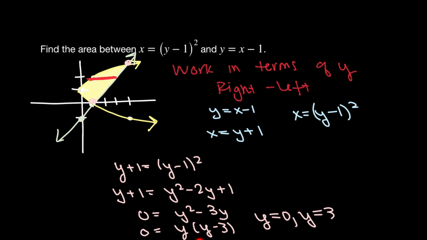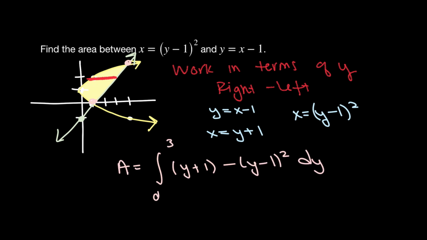I have a common factor of y. I pull out the y and I'm left with y minus 3. If I set both of my factors equal to 0, that gives me y equals 0 and y equals 3. So this lower intersection point is at y equals 0, and the higher intersection point is at y equals 3. Finally, we are ready to set up our integral.